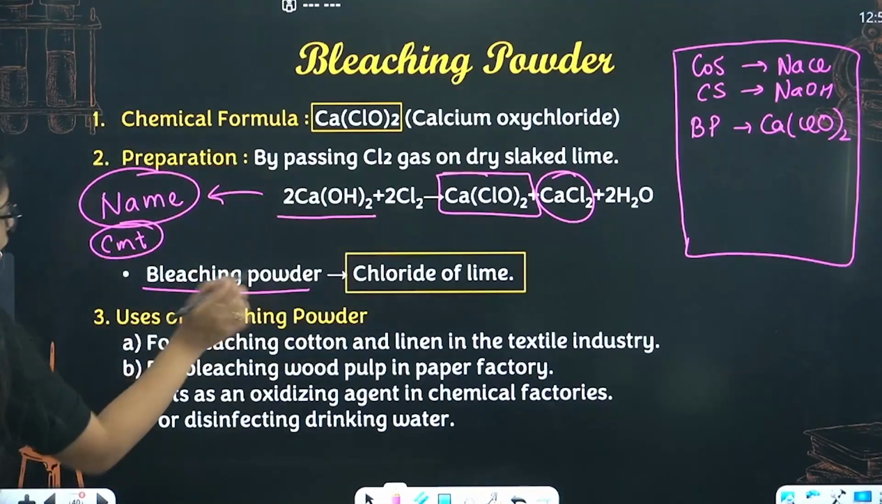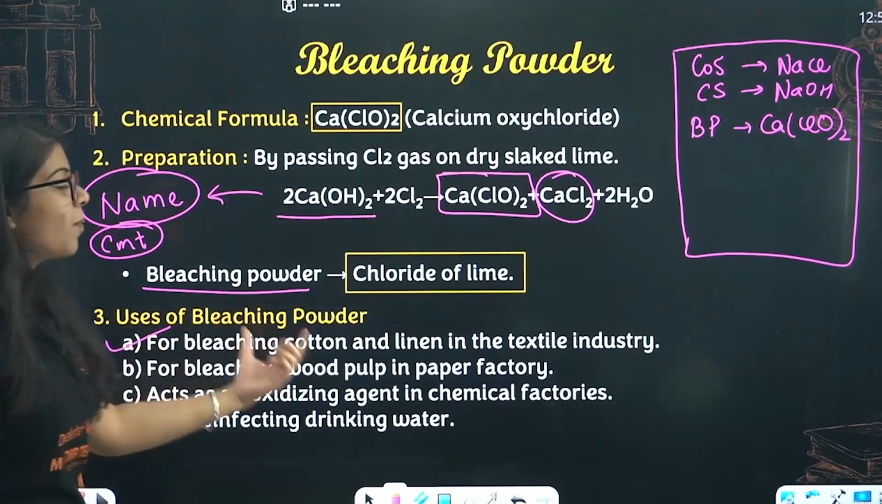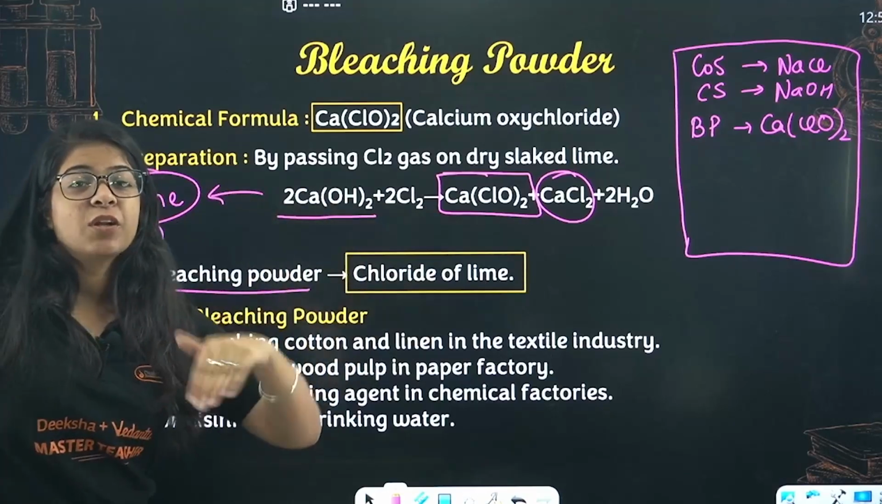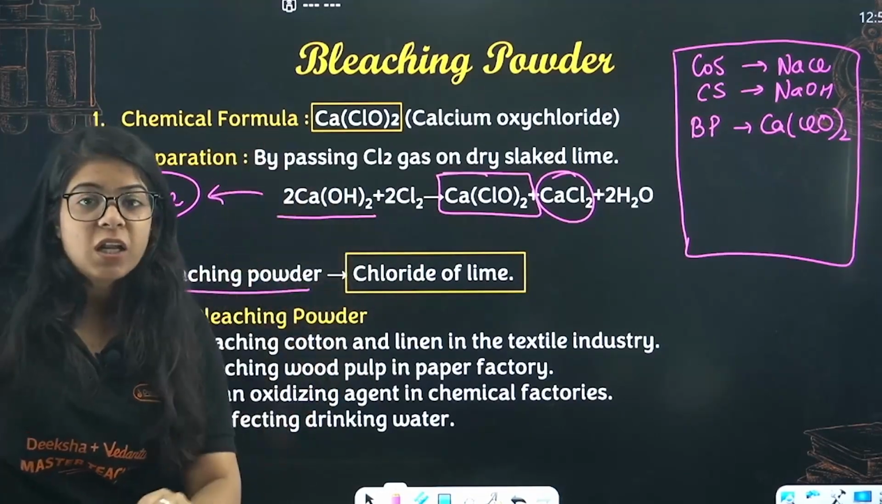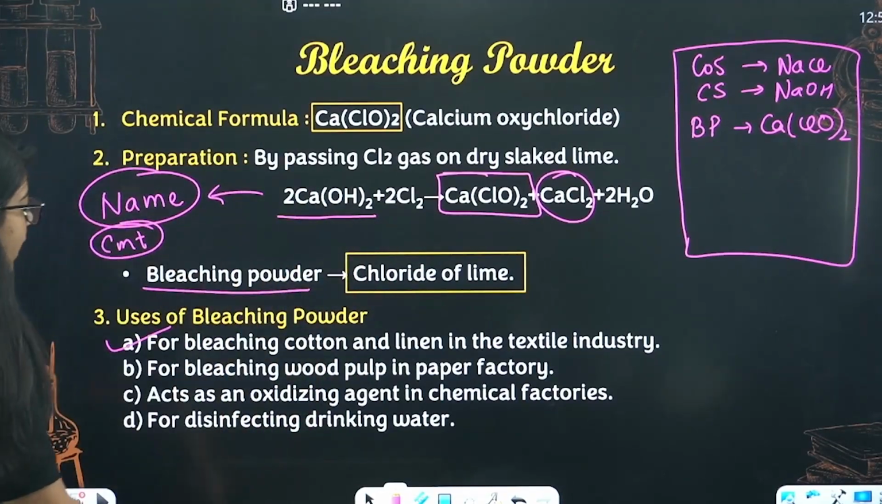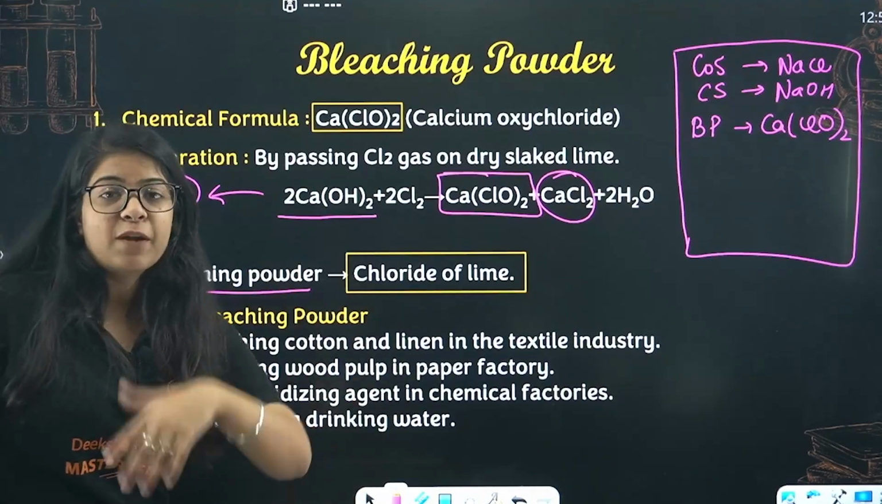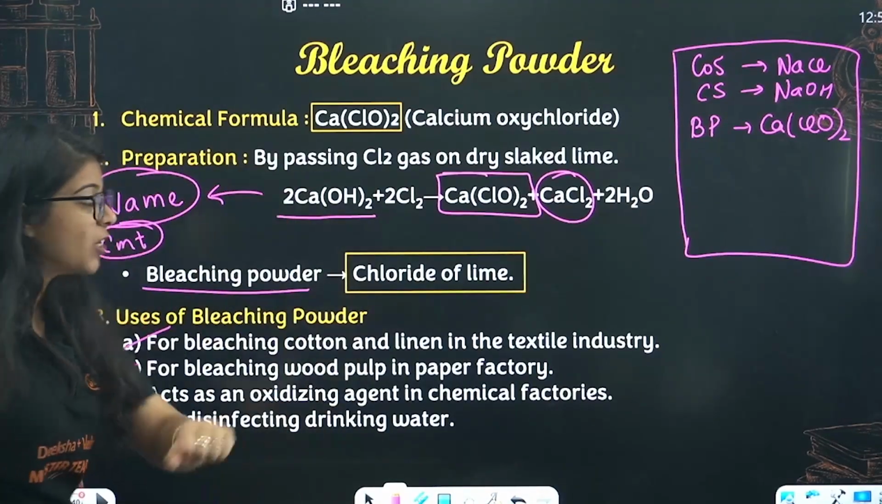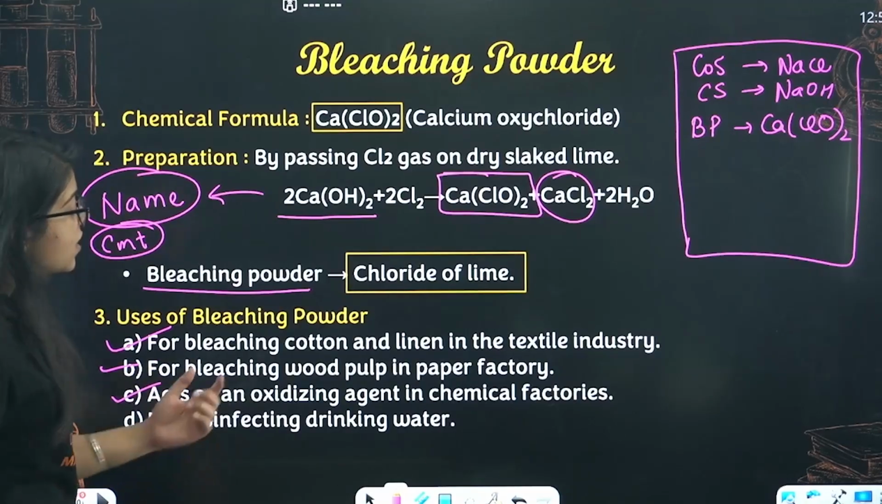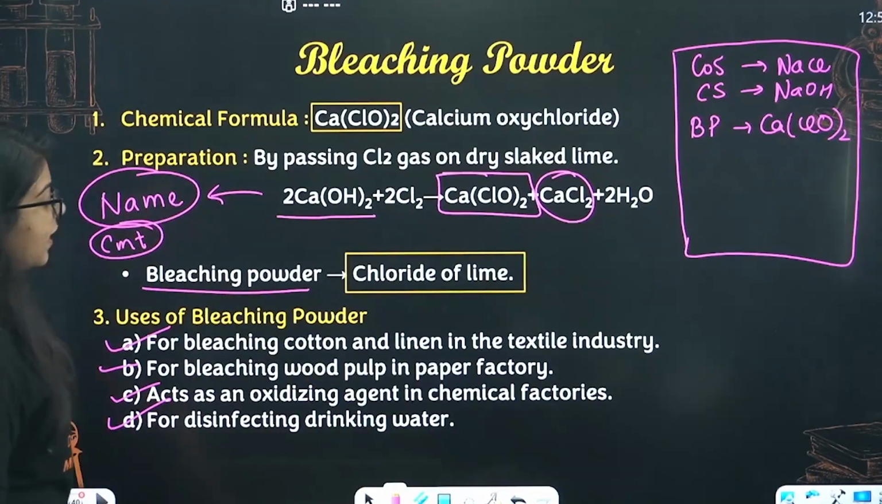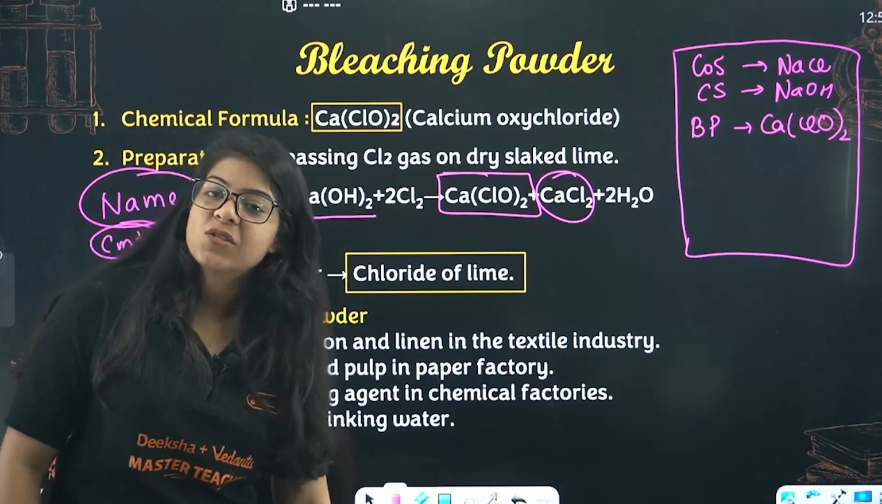Okay. Now, uses of bleaching powder. See, cotton and linen. Cotton, when we get it, it's a little yellowish. Now, to bleach it, to take out all its color, we use bleaching powder. Then for bleaching wood pulp in paper factories, of course, we need white paper. Wood is a little bit yellowish, so we bleach that color. It acts as an oxidizing agent in chemical factories, and it is also used for disinfecting drinking water.